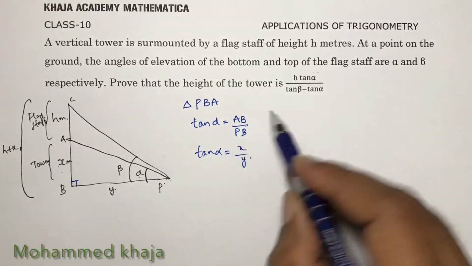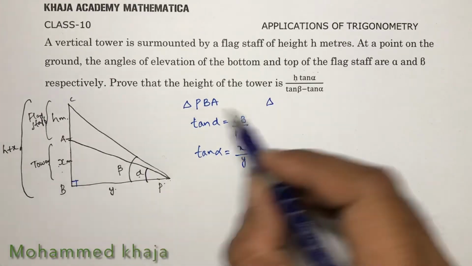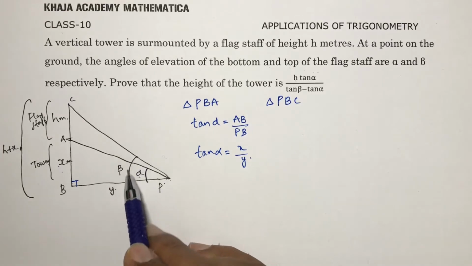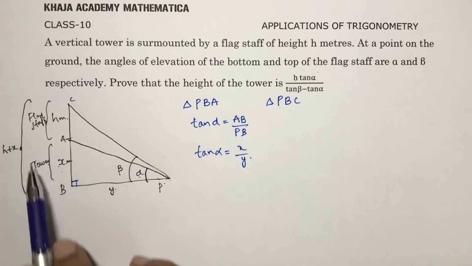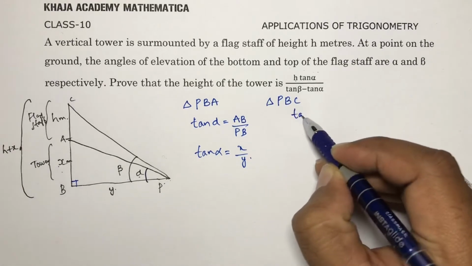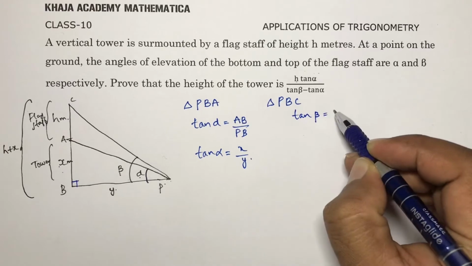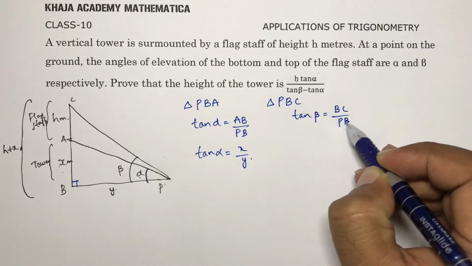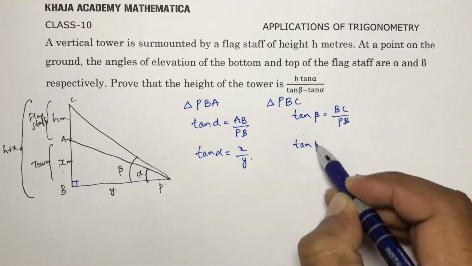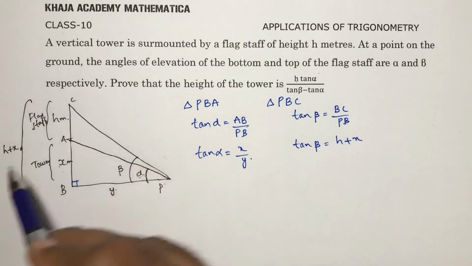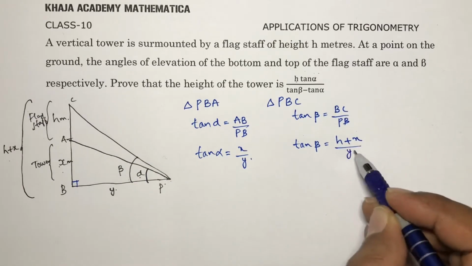Next, in triangle PBC, tan theta, if you take theta as this beta, opposite will be h plus x and adjacent is y. So tan beta is opposite BC and adjacent PB. So tan beta is BC, which is h plus x, by y.